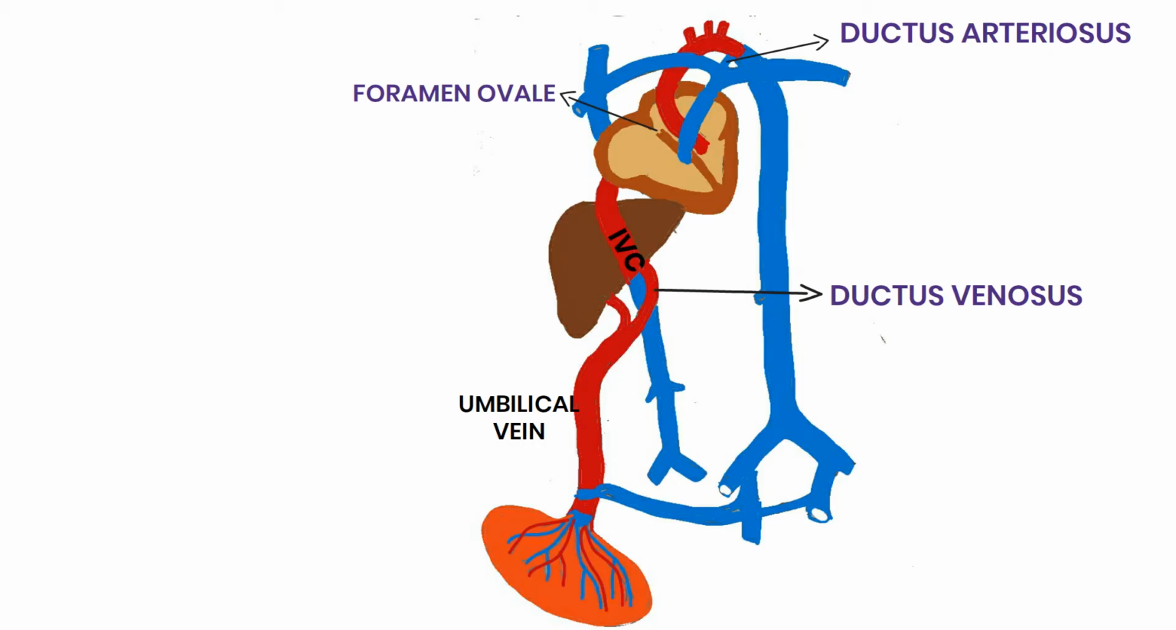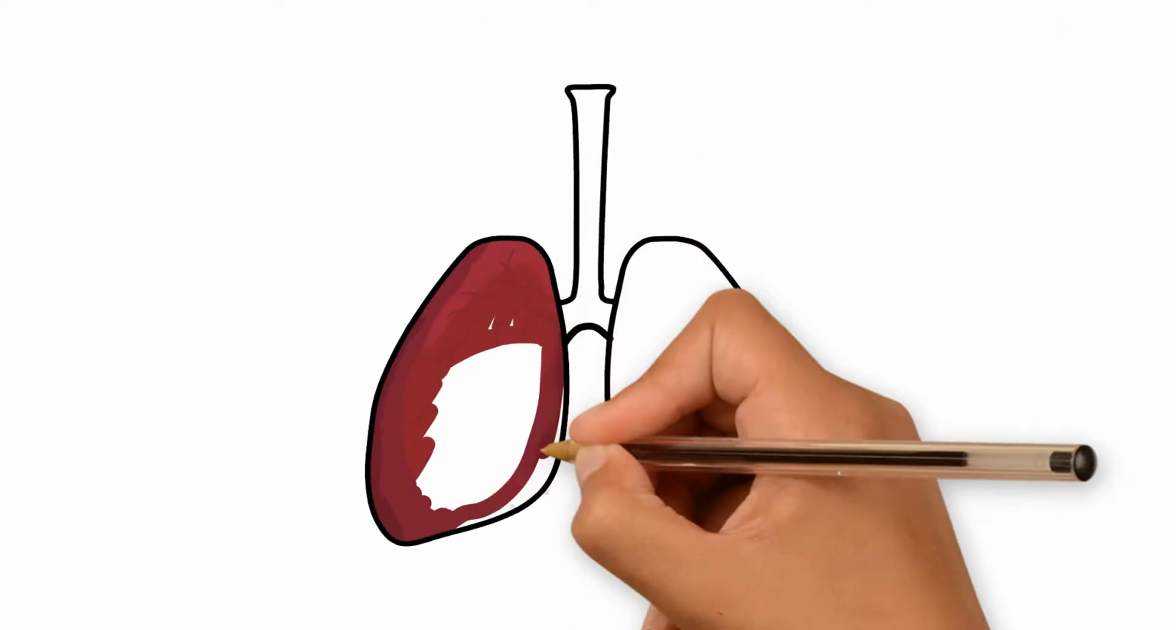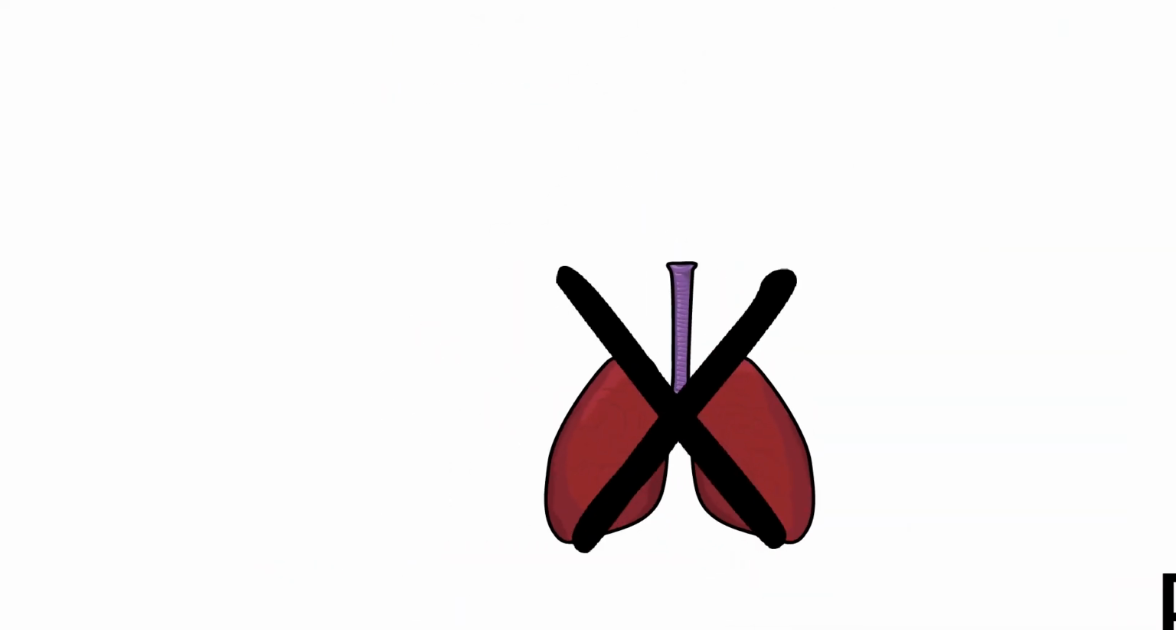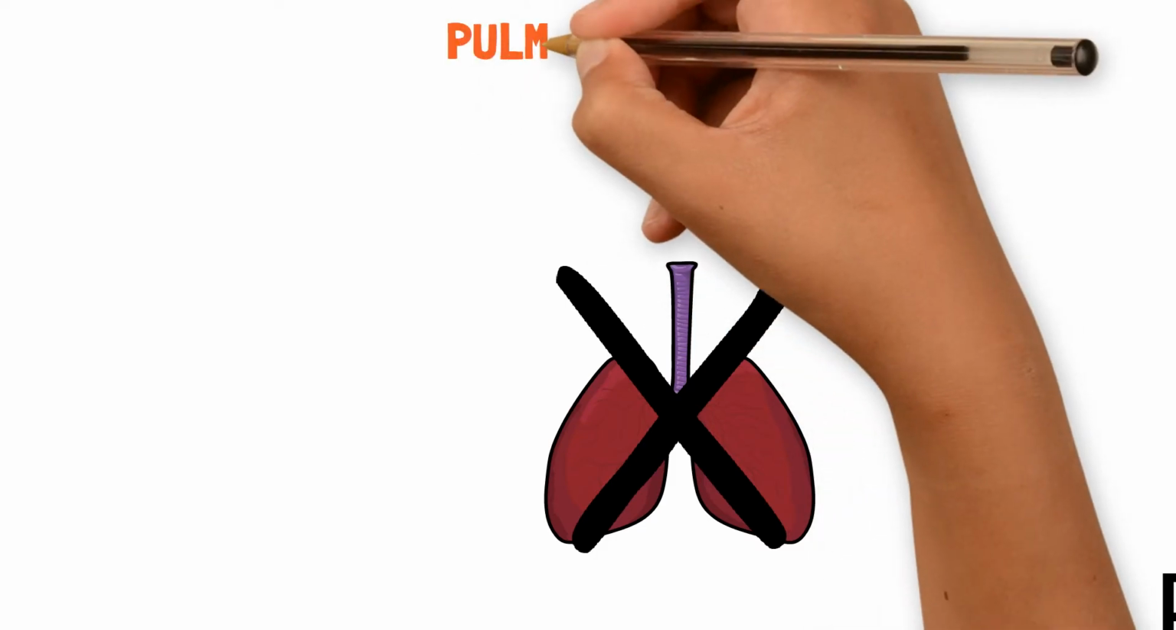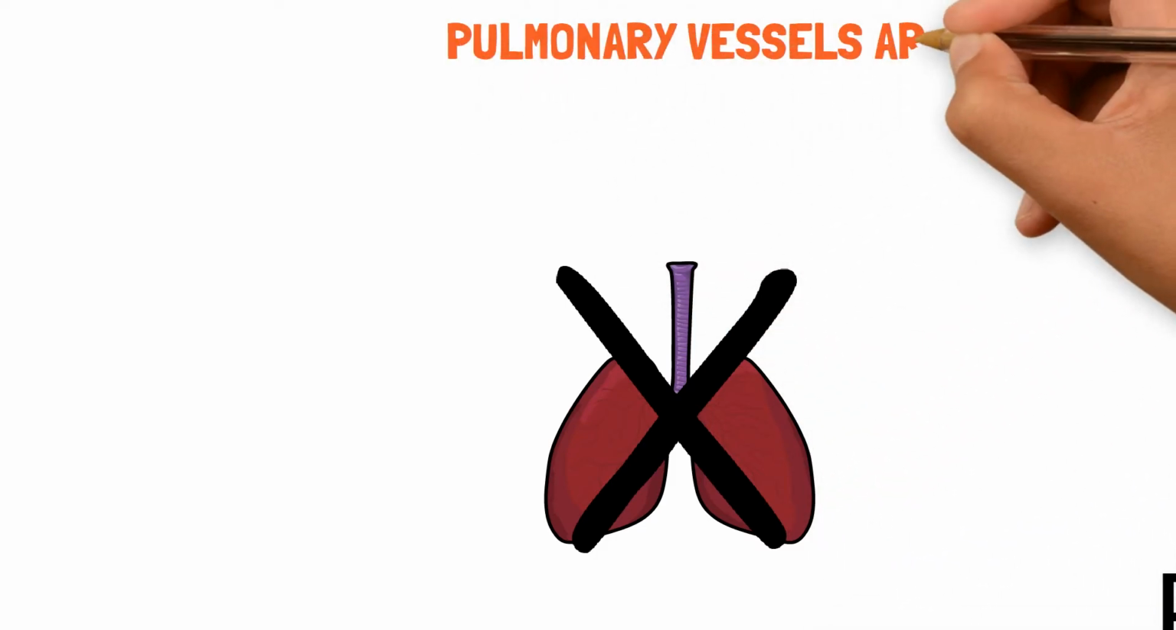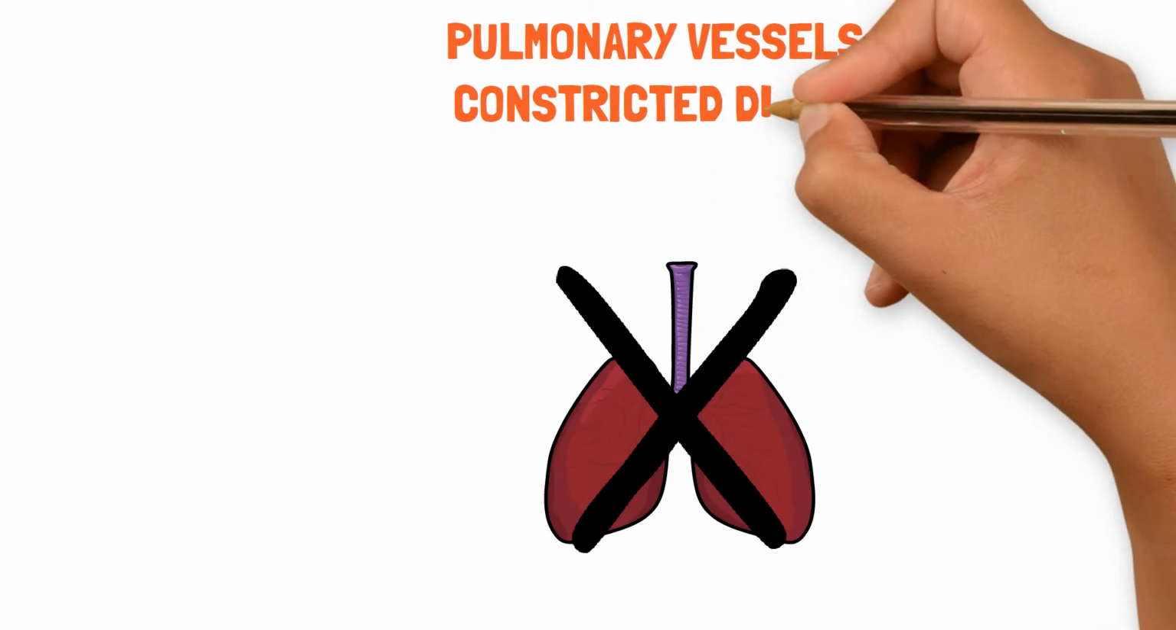In the fetus, placenta is the site of gas exchange and not the lungs. So, pulmonary vessels are vasoconstricted, diverting blood away from pulmonary circulation.